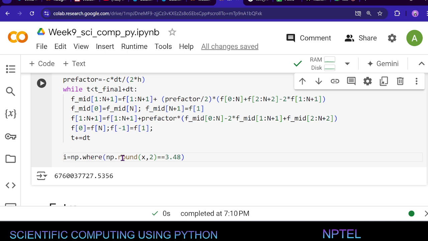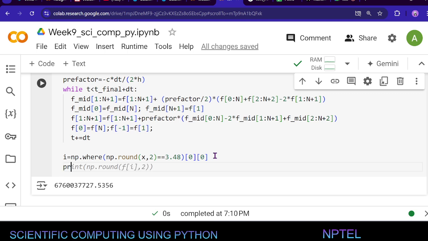So i is equal to np dot where. Okay, and this does not give an index. In fact, it gives a tuple with the first array being the array of indices. So we want the first element because it might have multiple elements. We just want the first element. And if there are no elements, then it will give an error. Okay, and then we want to print np dot round fi comma 2. Yeah, the function at that point rounded up to 2 points.